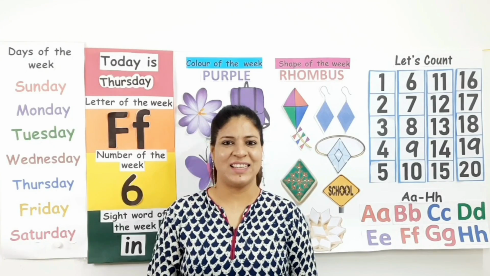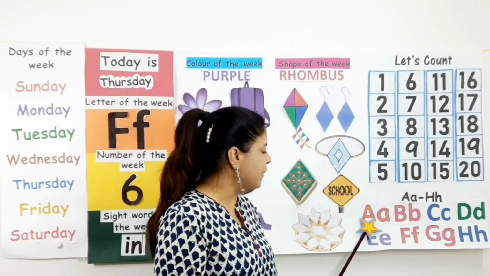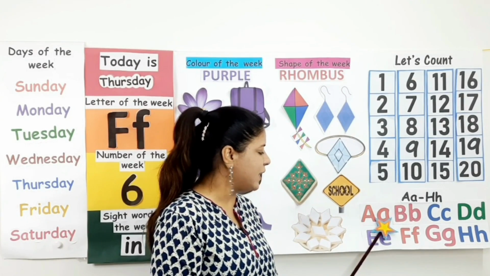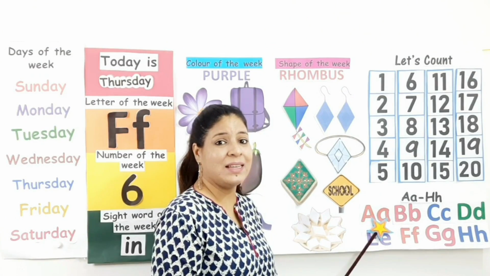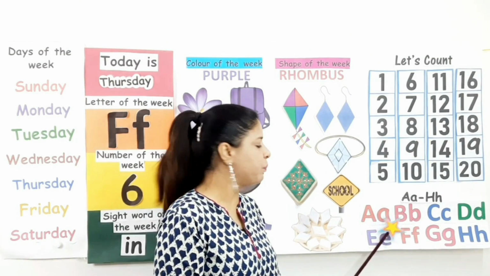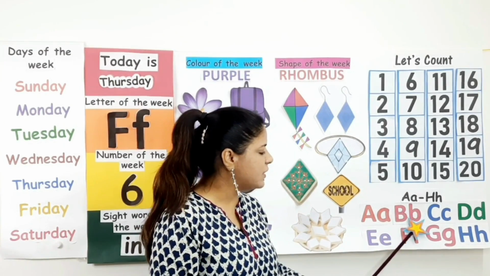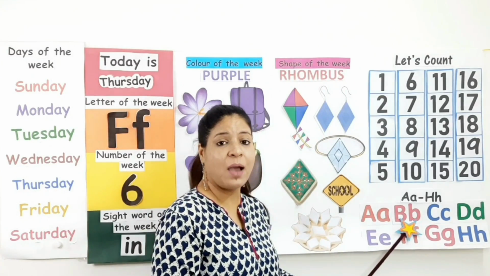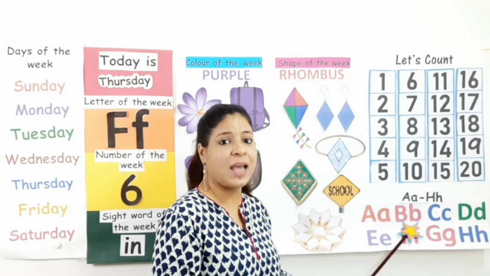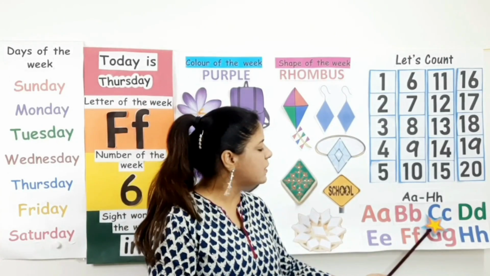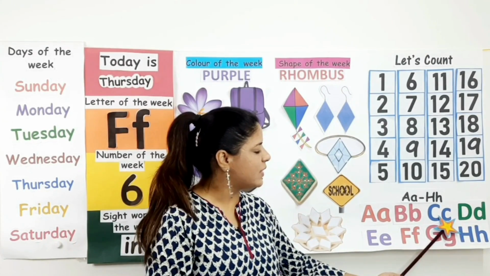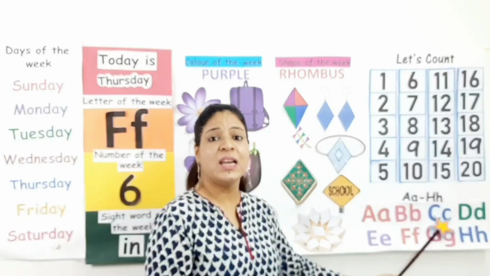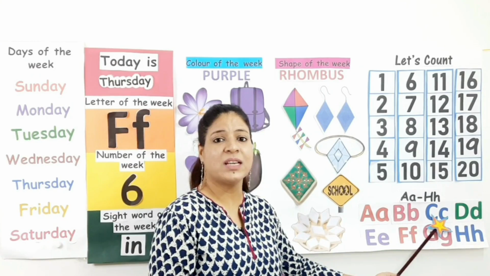Let's start. This is uppercase letter A. This is lowercase letter A. Letter A makes a sound A. This is uppercase letter B. This is lowercase letter B. Letter B makes a sound B. This is uppercase letter C. This is lowercase letter c. Letter C makes a sound K.